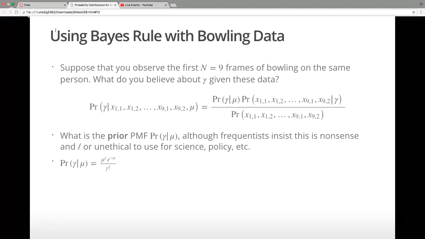So we said in this case, we're going to assume that's Poisson. It follows the Poisson PMF. What is the second term in the numerator here? Probability of all the pins, given gamma, for 9 frames. So let's say, I skipped the 10th frame because it's confusing, but let's just say bowling only has 9 frames. What's the probability distribution for a whole game of bowling given gamma?